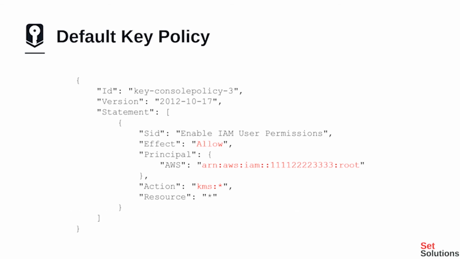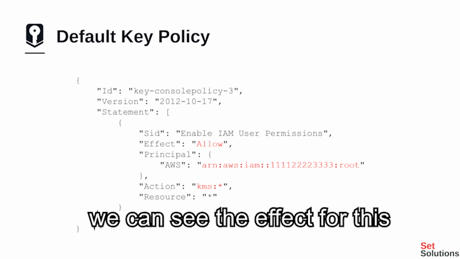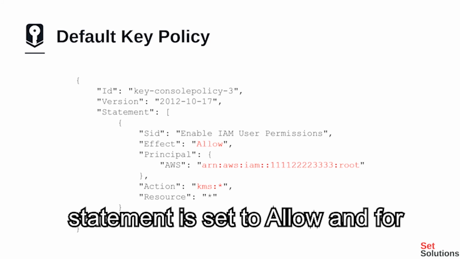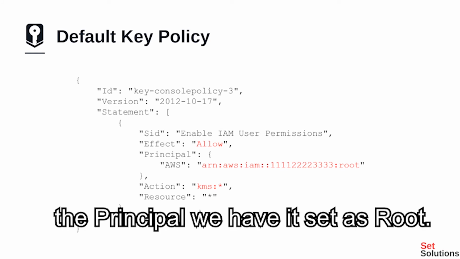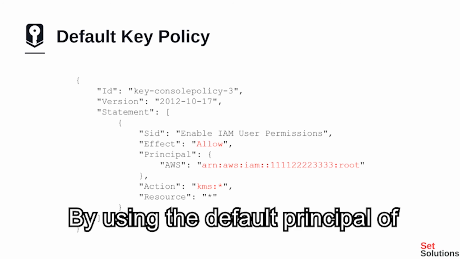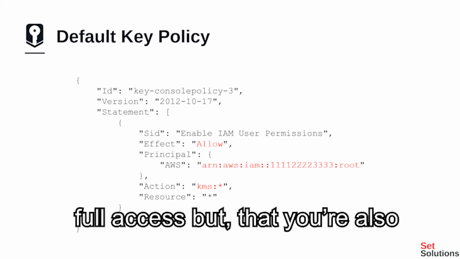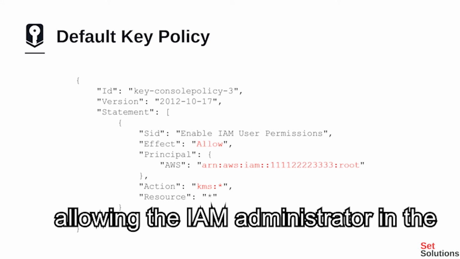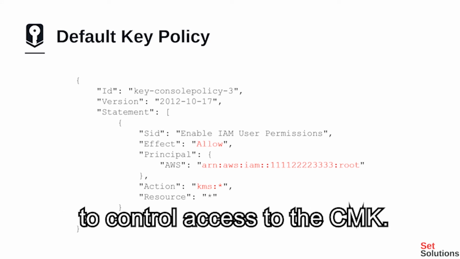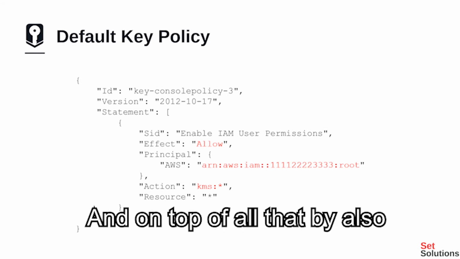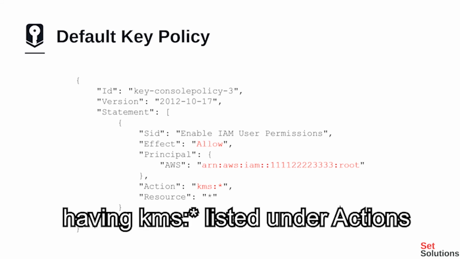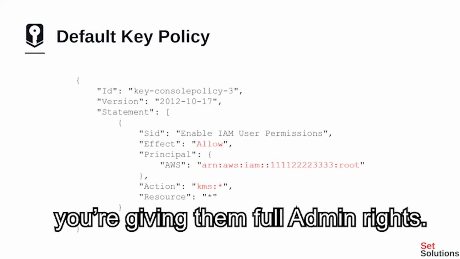Oftentimes, when you create a CMK, you might see a default key policy that looks something like this. Taking a closer look at the key policy, we can see the effect for the statement is set to allow, and for the principal, we have it set as root. By using the default principal of root, you're stating that not only are you allowing the root account full access, but you're also allowing the IAM administrator and the account to use IAM policies to control access to the CMK. And on top of all of that, by also having KMS star listed under actions, you're giving them full admin rights.